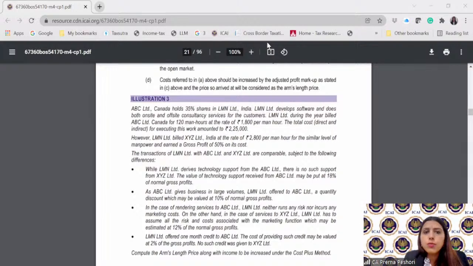Vidura, 50% is your margin. No, that is the normal margin of the unrelated party, but you have to make the adjustments, right? Yes, Jayadev, very nice, very good. Correct answer. So what is the arm's length price, Jayadev? Your margin is correct, absolutely. What is your arm's length price coming up to?